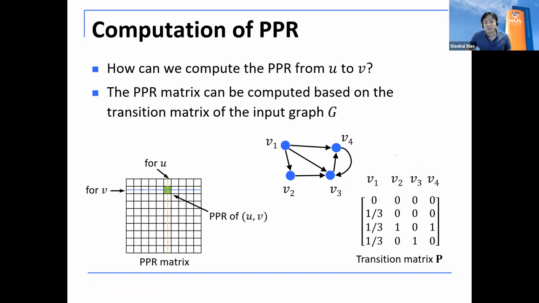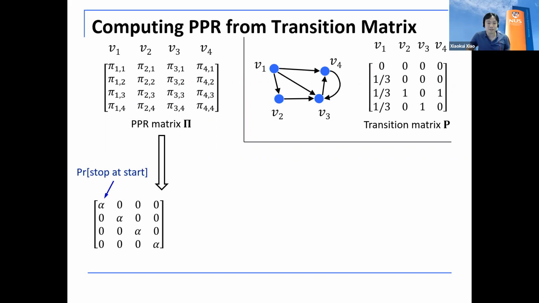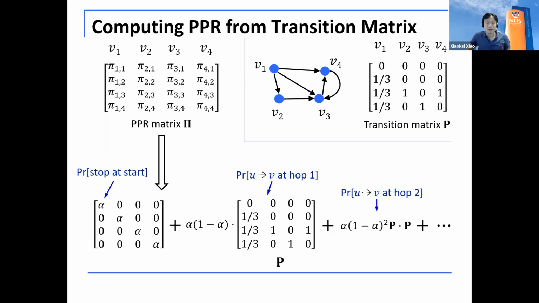So why do I say that the personalized PageRank matrix can be computed from the transition matrix? The idea is as follows. The personalized PageRank matrix can be expressed as a sum of alpha times the identity matrix plus a geometric sequence involving the transition matrix P. So let me explain. Let's first think about the event that we start a random walk and we just stop right at the very beginning. That event would happen with the probability alpha, right? That is the probability of stopping at each step.